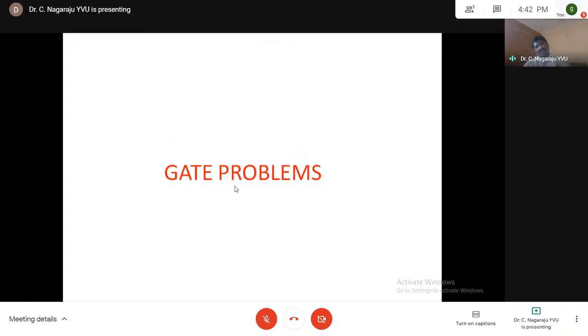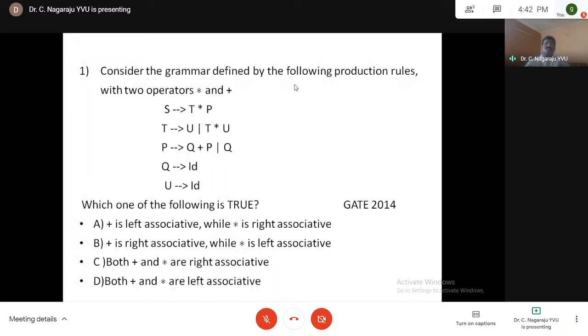Now, on the same topic, this is the parse syntax tree. I have given some GATE problems. Just see the first one, which is from 2014, where you got this question. Consider the grammar defined by the following production rules, with two operators, star and plus. The productions are given. S can have the form of T star P.